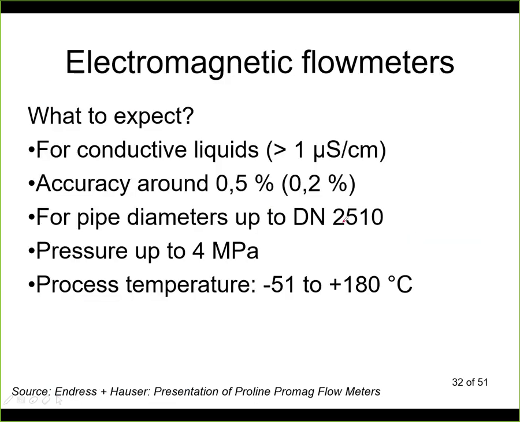What can we expect? It's working only for conductive liquids where the conductivity is above approximately 1 microsiemens per centimeter. So if your liquid is not conductive, you cannot use this type of flow meter. Now the accuracy is about 0.5%, and if it's calibrated, if you have a very accurate instrument, it may be something like 0.2%, so it's very accurate. It's working for pipe diameters of about 2.5 meters, pressures about 4 megapascals, and temperatures about 180 centigrade. So it's approximately the same temperature range as the ultrasonic flow meter. It's definitely a much smaller temperature range compared to the orifice plate.